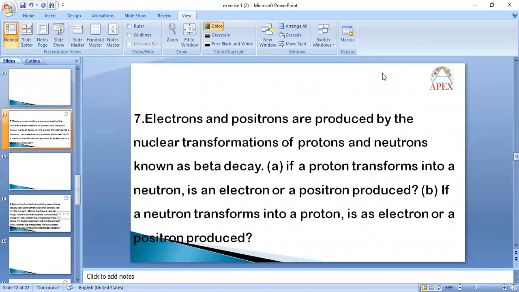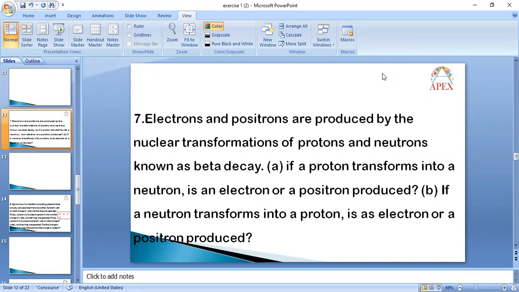This is the answer for question number 6 only. Now question number 7. Electrons and positrons are produced by the nuclear transformations of protons and neutrons known as beta decay. The beta decay, the concept where we already learned in the concept nucleus. Okay? There it was given that the first question.